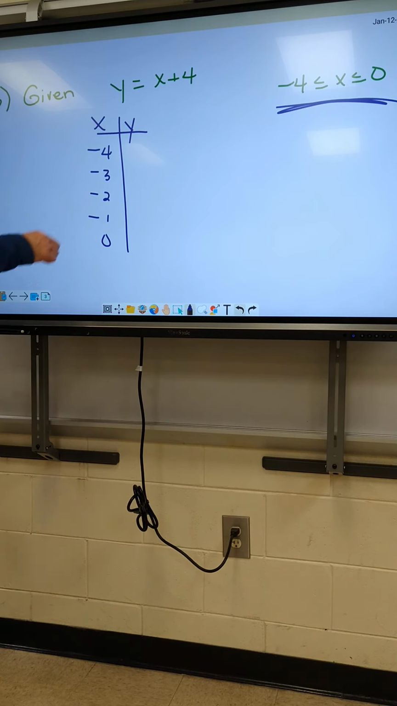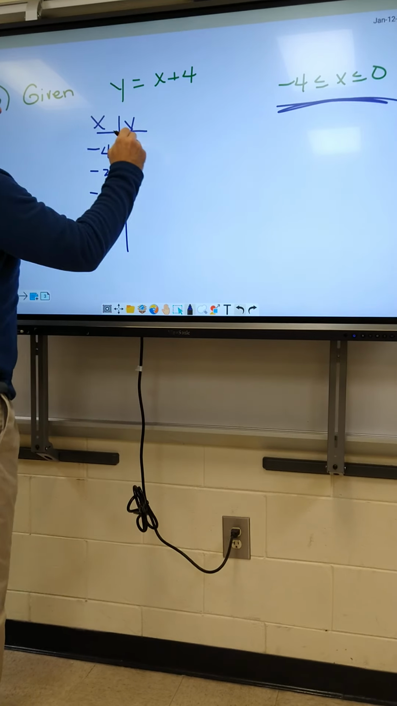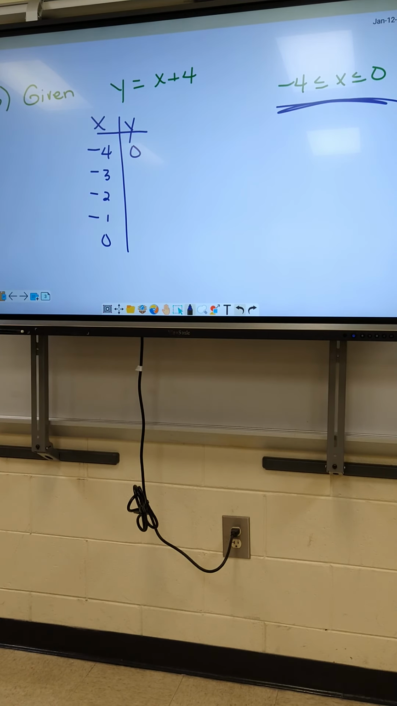So when you plug the first number in, negative 4 plus 4, that one's 0. Just plug them in one by one.